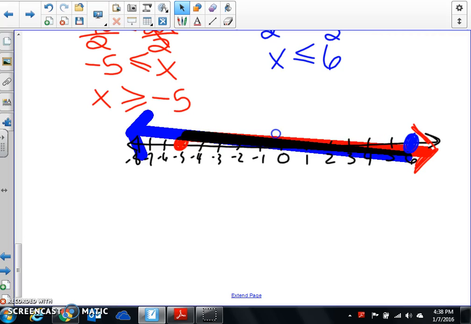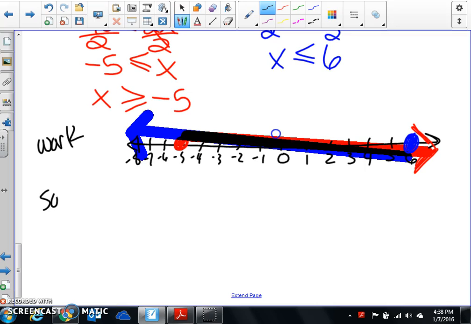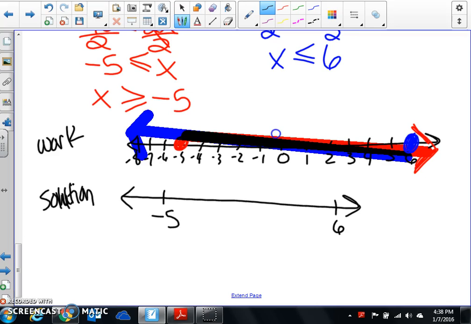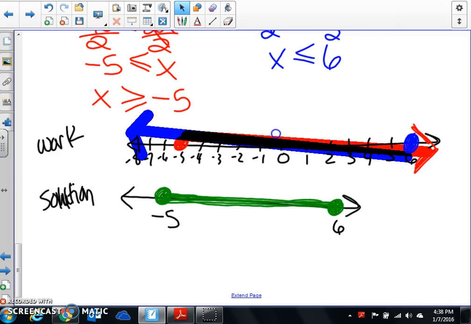Okay, whatever. All right, so this was our work. Our solution is their intersection. So I started over here. I'm just going to put negative 5. My endpoint was 6. Okay. So I had closed dots at both of them, and they crisscrossed. So they intersected. So the solution is every single number in between negative 5 and 6. And they're both included, remember, because they are closed-in dots, okay, because of that equal to.